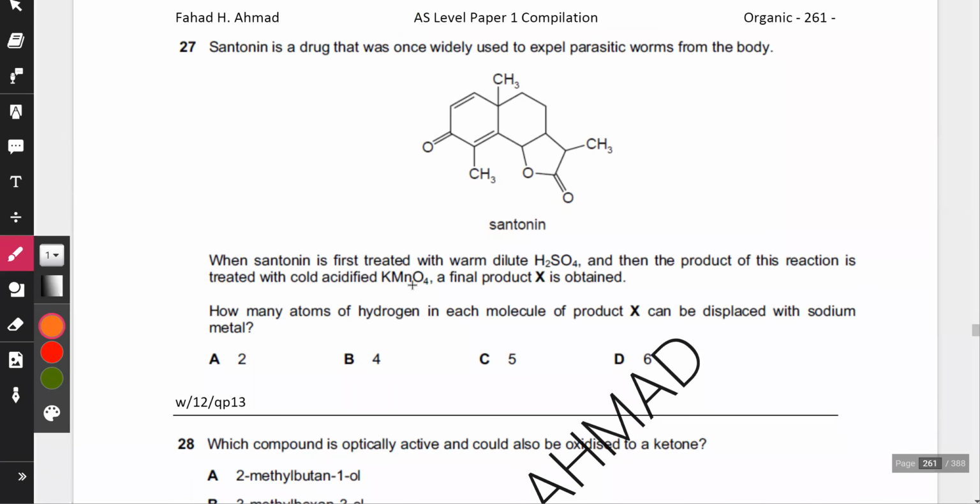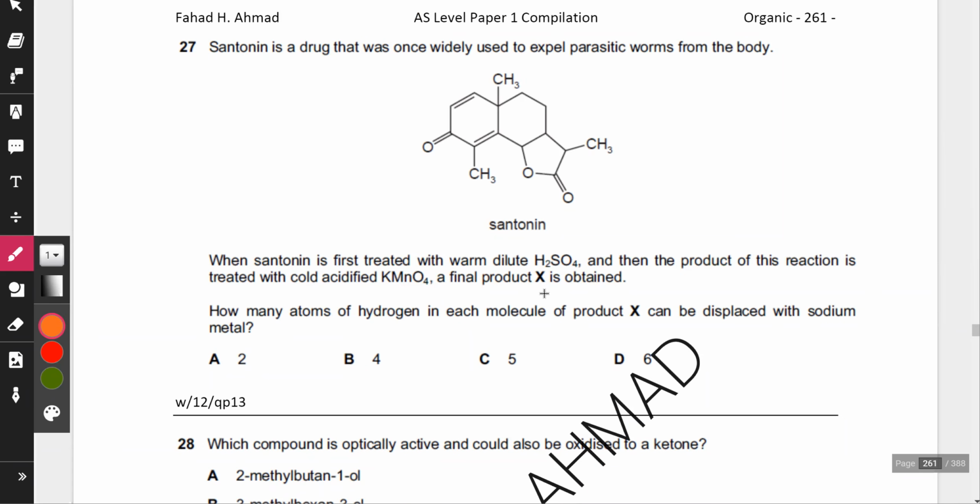When santonin is first treated with warm dilute H2SO4 and then the product of the reaction is treated with cold acidified KMnO4, a final product X is obtained. How many atoms of hydrogen in each molecule of product X can be displaced with sodium metal?